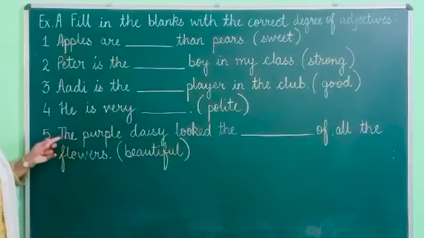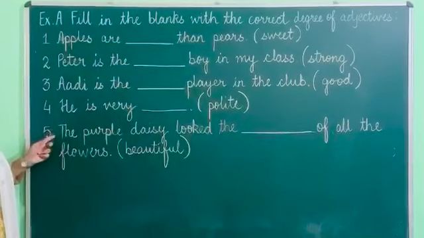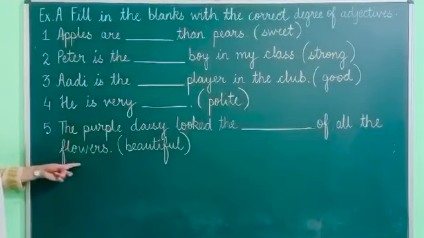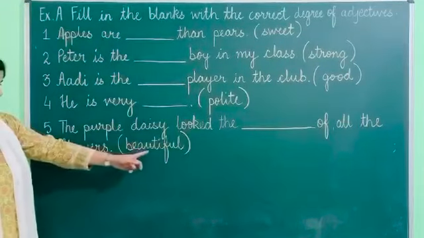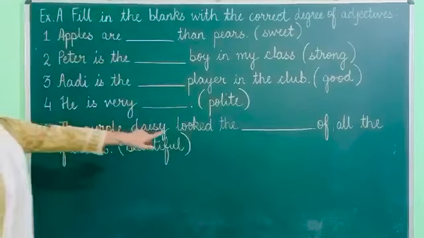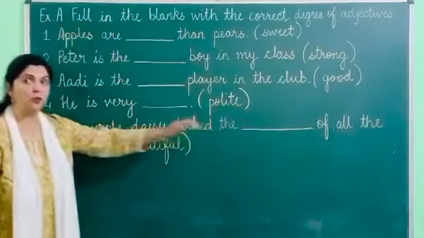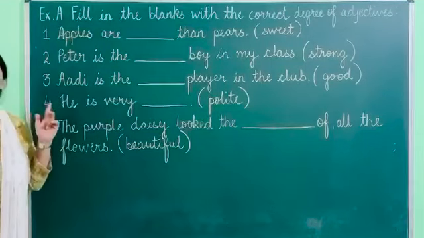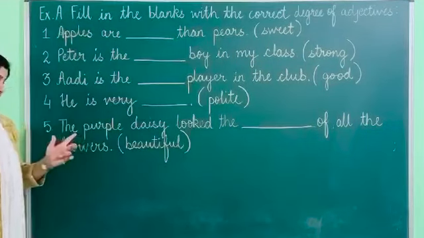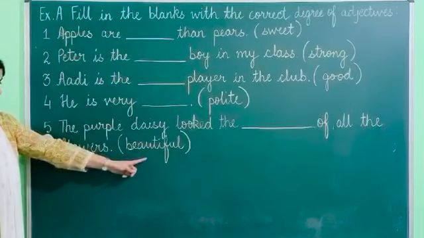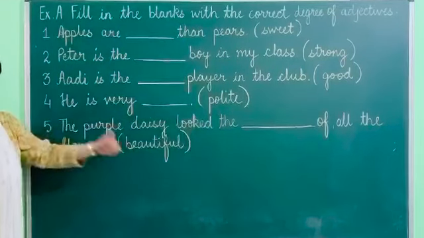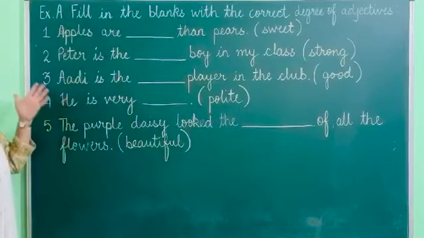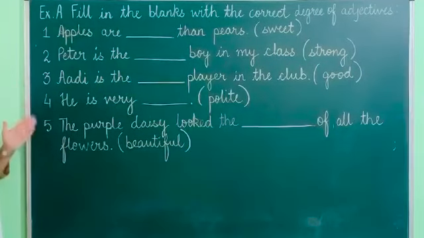Now, we come to the last sentence of the exercise, which is, the purple daisy looked the dash of all the flowers. The word is beautiful, and you will realize that the has been used. So, which degree of adjective are you going to be putting there? You are going to be putting the superlative degree of adjective. So, what was the superlative degree for the word beautiful? Just recall from the chart that you have already done before this. So, this is one exercise, children, which you will be doing in your notebook.